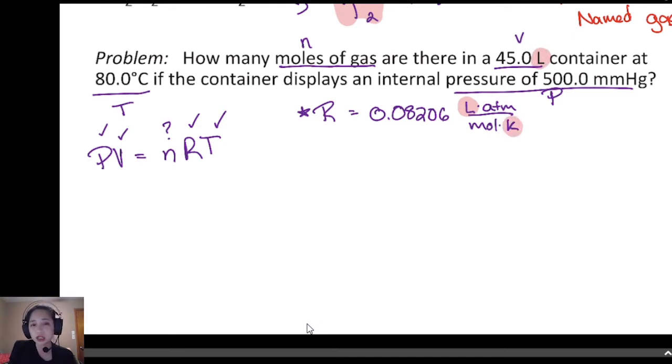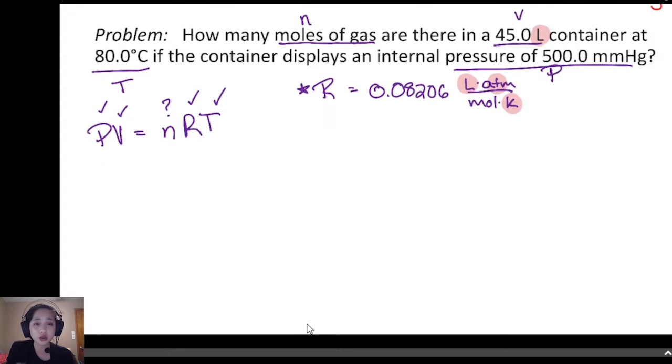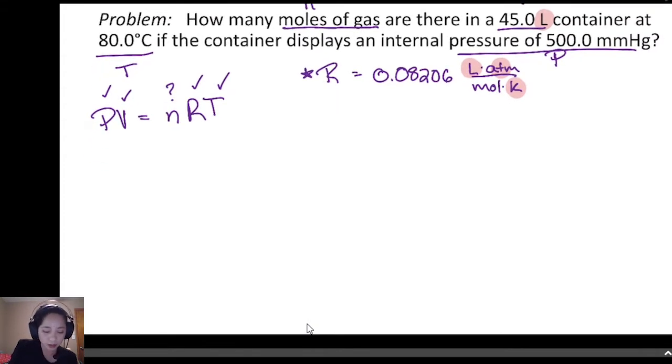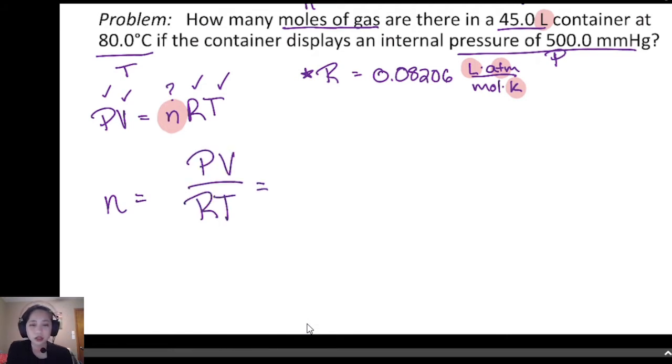Temperature needs to be in Kelvin, but we're in Celsius, so we'll have to change that. And then pressure needs to be in atm, but we're in millimeters of mercury. So I need to change those units. All right, so I can just do this all in one step. Since I know that we're solving for moles, let's just rearrange our equation. So n equals PV over RT.